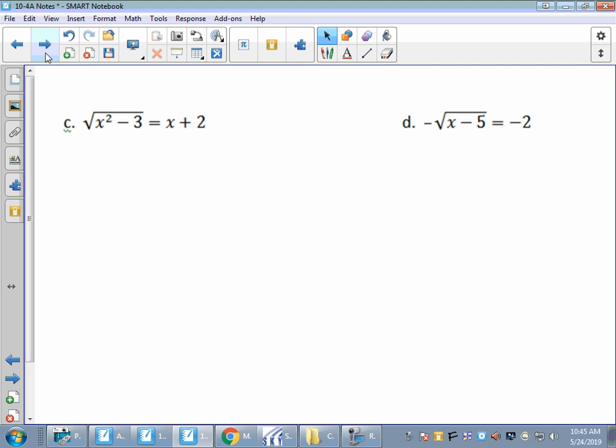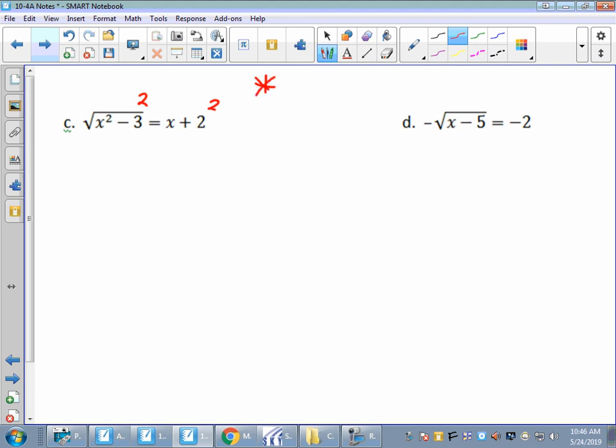Okay, so the first thing here is that the square root of x squared minus 3 equals x plus 2. So we're all ready to go. We've already had it isolated. There's nothing else on the left side of the equation but the radical. So we're already ready to go in squaring. So we can square this, and we have to square this side.